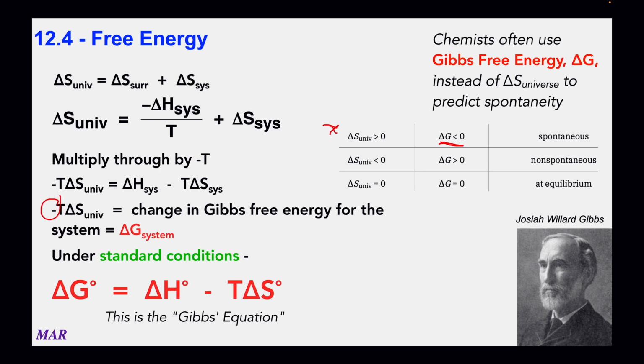So chemists use delta G a lot more than delta S of the universe, and we're going to be actively looking for negative delta G's. Those are spontaneous. Those are the ones that are going to occur. Positive delta G's are non-spontaneous, and those are less likely to occur. So delta G is kind of the chemist's version, if you will, of delta S of the universe, and once you get used to it, it's actually pretty chill to use.